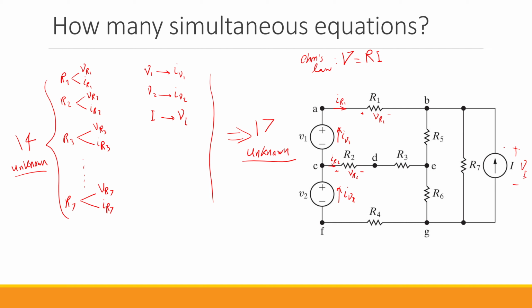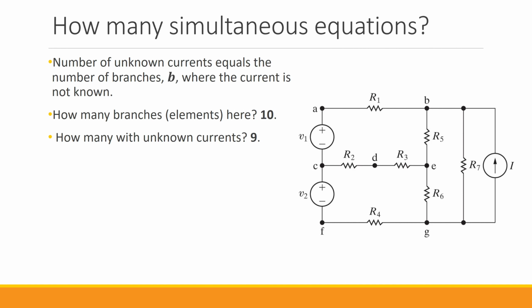So now, these are the things based on what we knew from before. So let's just see how the systematic approach tries to answer these questions. The number of unknown currents in the circuit equals the number of branches. We call this number B here, where the current is not known.